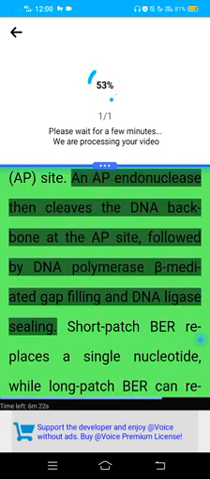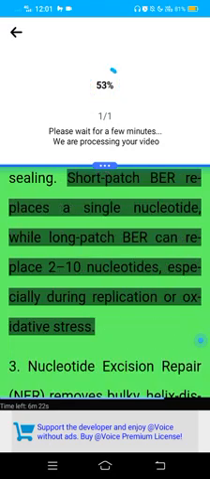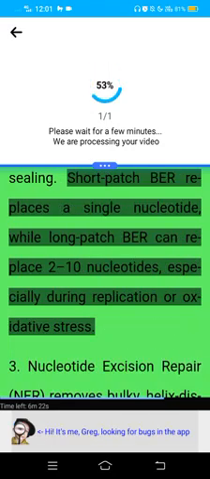An AP endonuclease then cleaves the DNA backbone at the AP site, followed by DNA polymerase beta-mediated gap filling and DNA ligase sealing. Short patch BER replaces a single nucleotide, while long patch BER can replace 2 to 10 nucleotides, especially during replication or oxidative stress.